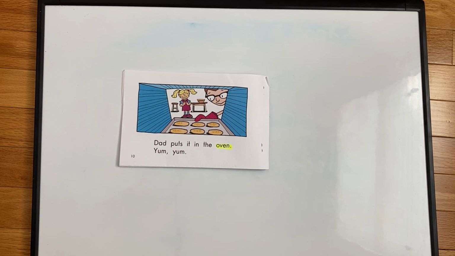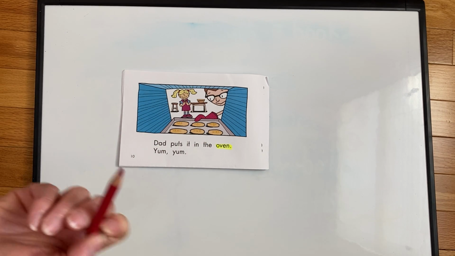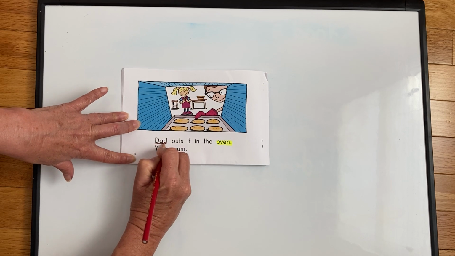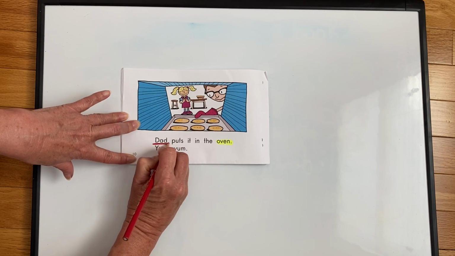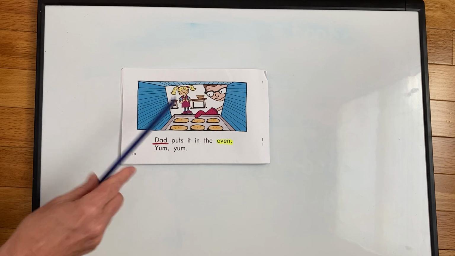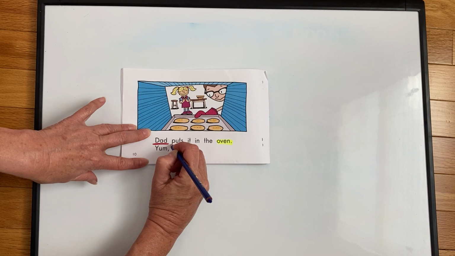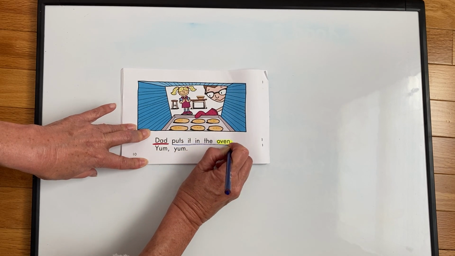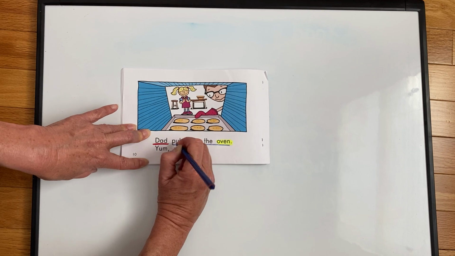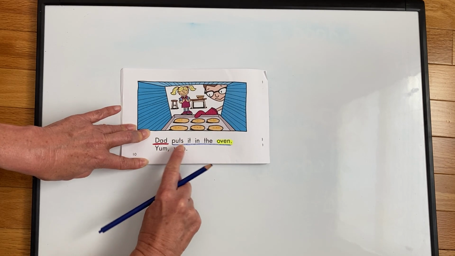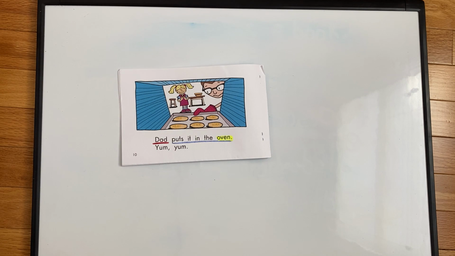All right, so who is putting the cookies in the oven? That's right, the dad is. So you're going to take your colored pencil. That's the naming part of the sentence. That's who we're talking about. And what is Dad doing? What is the sentence telling us that he's doing? You're exactly right. Boys and girls, he's putting the cookies in the oven. So you're going to underline the telling part, puts it in the oven, with your other colored pencil.